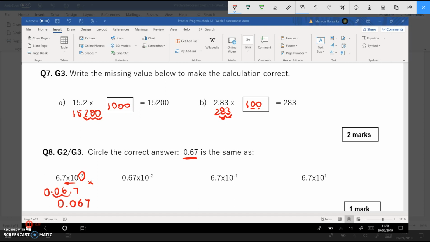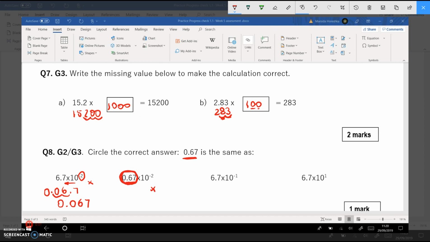Now looking at the second one, we could try and solve this, but just looking at the first number, it's 0.67, and in scientific notation, you need to have a number which is equal to or greater than 1 and smaller than 10. This is actually smaller than 1, so it's not right for scientific notation. So this is not a correct answer.